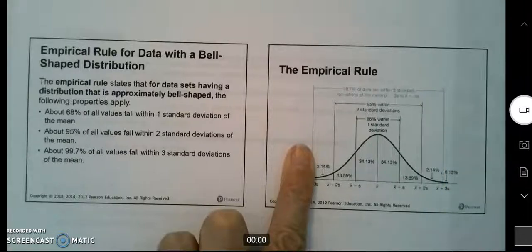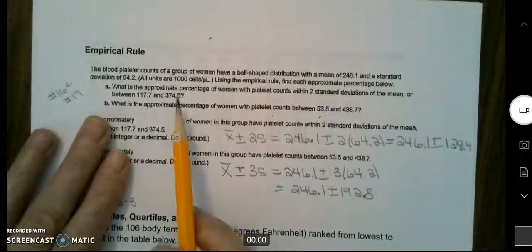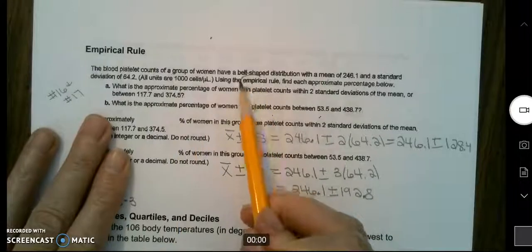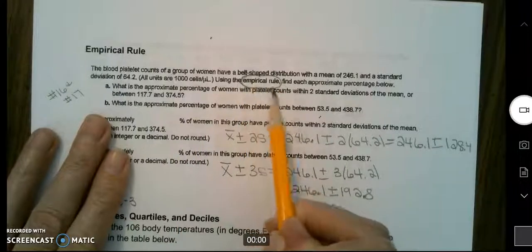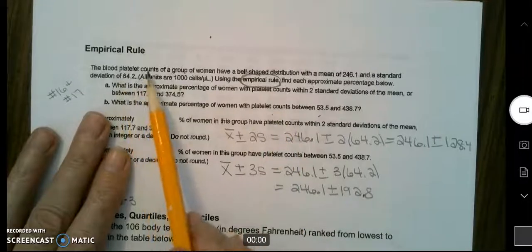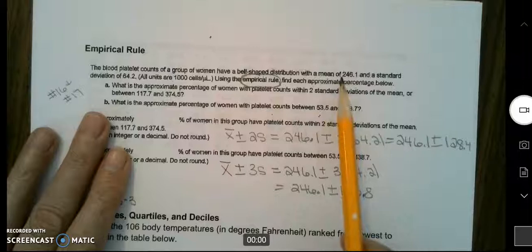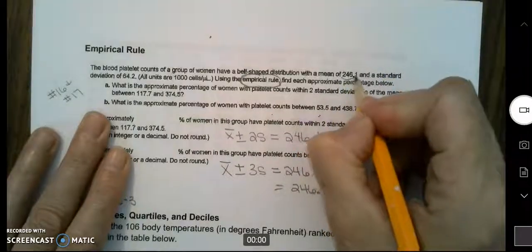Okay, so now we're going to apply it to the homework problem. Okay, so now to apply the empirical rule, it will say in the problem whether to use the empirical rule or the other example that might be like this is a Chebyshev's theorem. So it's a blood plate count of a group of women is bell-shaped with a mean of 246.1. This is my X bar.